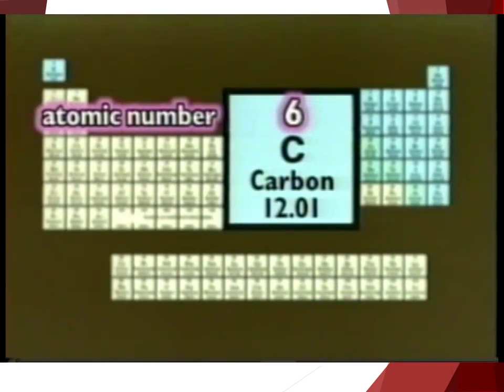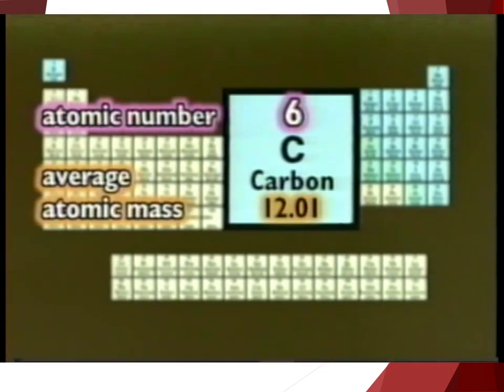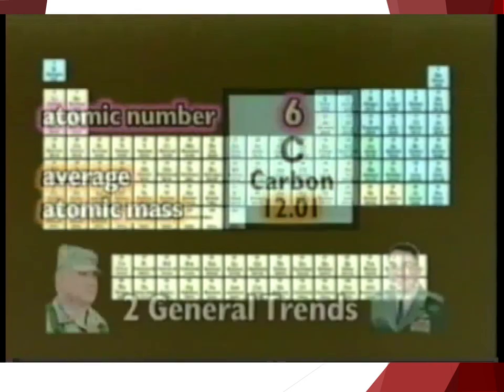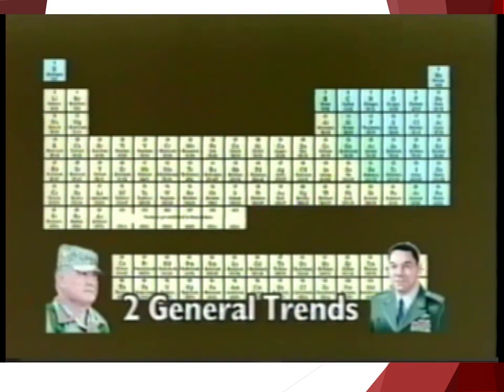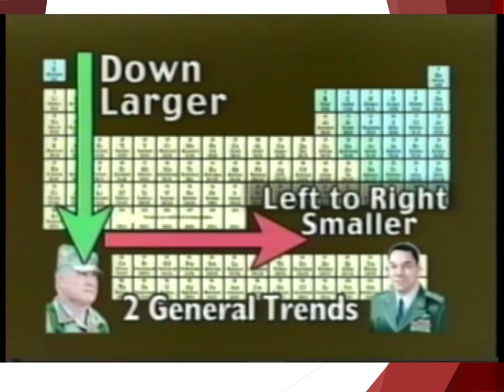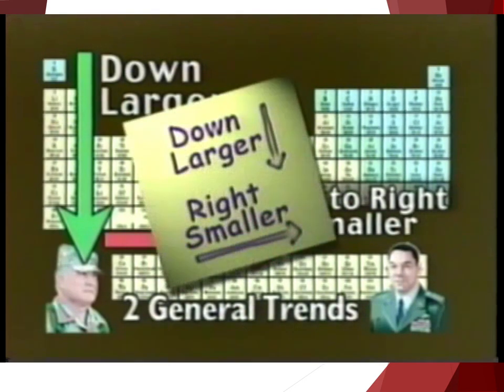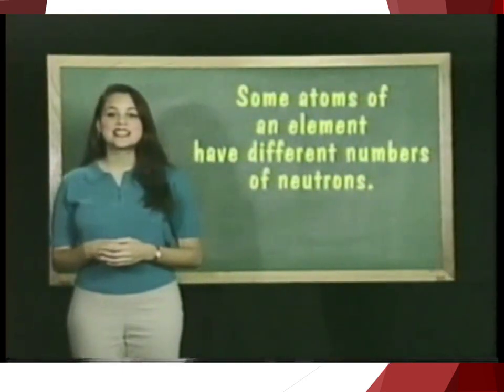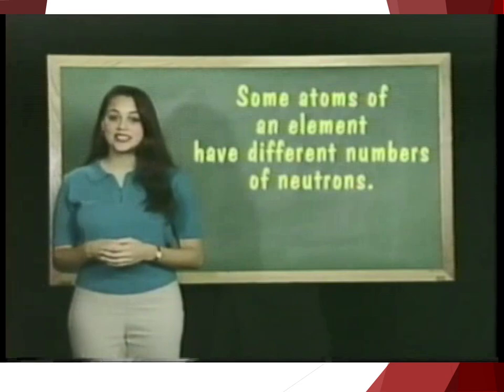The atomic numbers are usually noted above the symbols of the elements. Average atomic masses appear below each symbol. There are 2 general trends in the periodic table. Going down any group, the atoms get larger. Going from left to right across any period, the atoms get smaller. Down larger, right smaller.